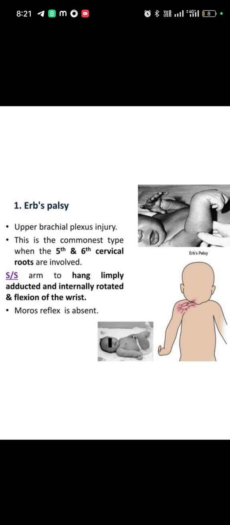What are the signs and symptoms? The arm of the baby hangs limply, adducted, you can see in the picture, and internally rotated, and there is flexion of the wrist. The hand is internally rotated and the wrist is flexed. And in this type of babies, Moro reflex is absent. This is Erb's palsy.